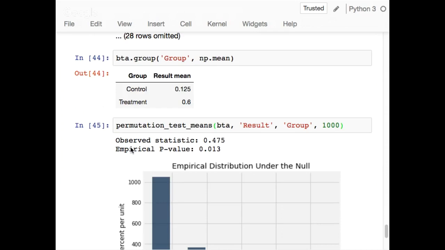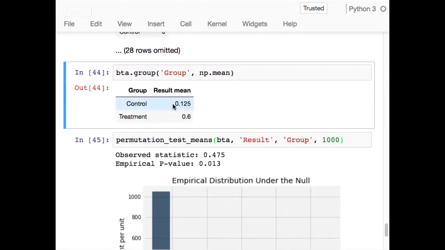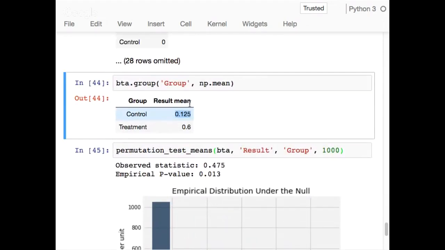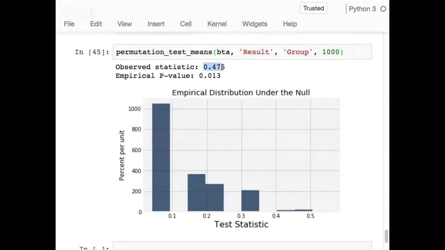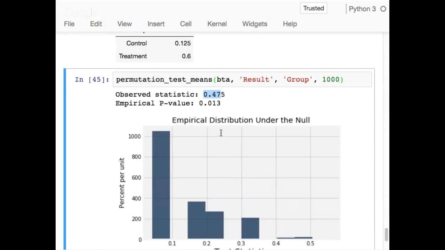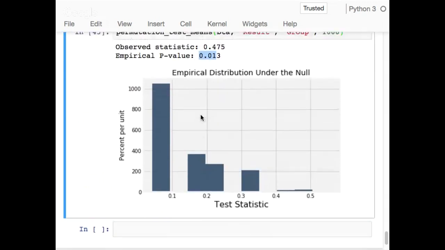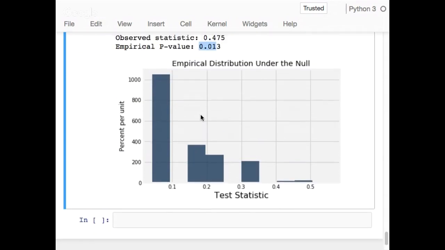So what I've done here is a distribution of my test statistic, which is looking at the difference in the means of people of this treatment column or the result column. And what we see here is that we observe a difference of 0.475. So this minus this is 0.475. And our empirical p-value is 0.01. Which would lead us to a conclusion that, yes, there is a difference between the two groups if our p-value cutoff was at what it typically is at 5%. Okay, so we had that.